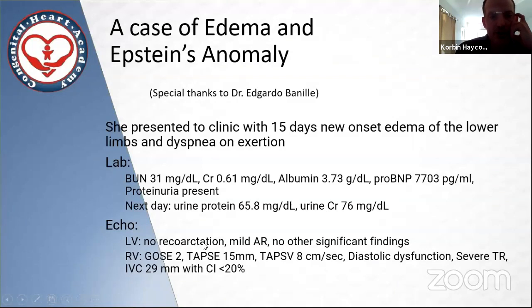The echo showed no recoarctation. There's mild AR, basically nothing on the left circulation. The right ventricle had mild M-mode tricuspid annulus travel distance abnormality, 15 millimeters, and tissue Doppler of the lateral annulus was 8 centimeters per second, which is probably slightly low. The diastolic dysfunction was there in the right ventricle, and now the patient had a dilated IVC with very little respiratory collapse and severe tricuspid regurg.